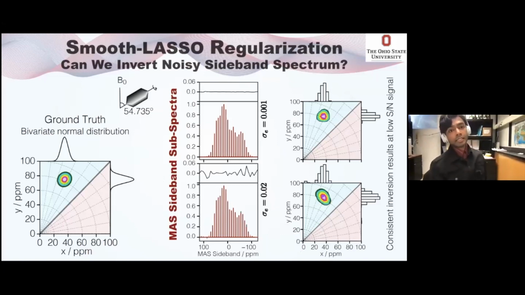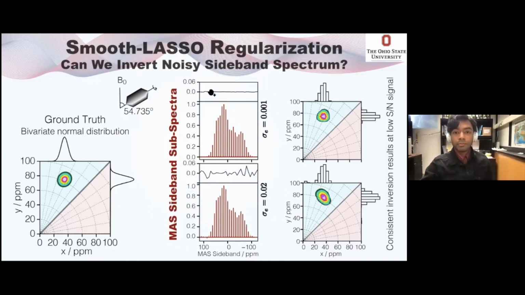Okay, so now let's get to the test cases using the smooth-LASSO regularization. The first thing is, well, can we invert noisier spectrums, or in this case, sideband spectrums? So here, the anisotropy is recorded at the magic angle, so you see the anisotropy broken up into the sideband patterns. On the top is a spectrum with a lower noise of standard deviation 0.001. And in the lower half, we have a spectrum with a higher noise of 0.02.